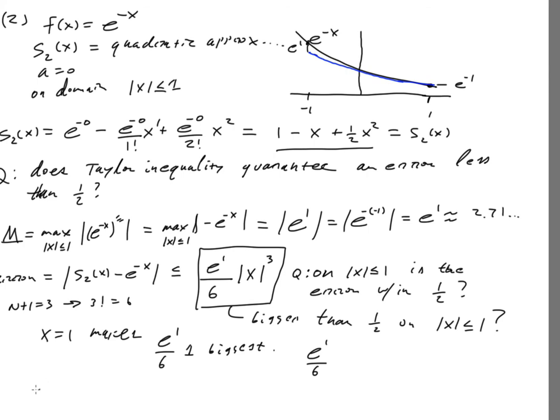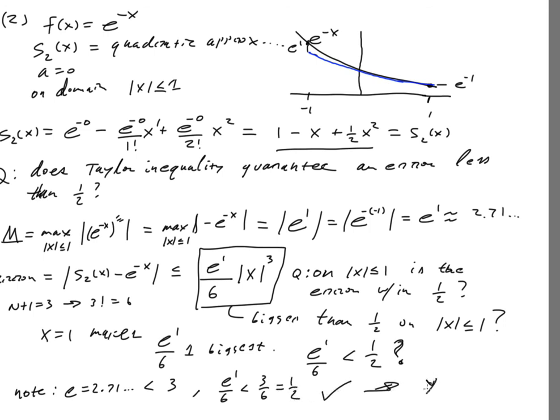So the question then is, is e to the 1 over 6 less than 1/2? And I'll put a question mark there. We want to know that. And then what I want to note for you is that e, which is equal to 2.71 and so on, is less than 3. So that means e to the 1 over 6 is actually less than 3 over 6, which is equal to 1/2. So check. The answer then, of course, is yes.